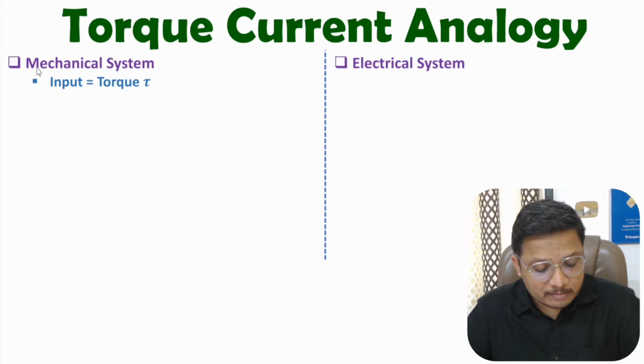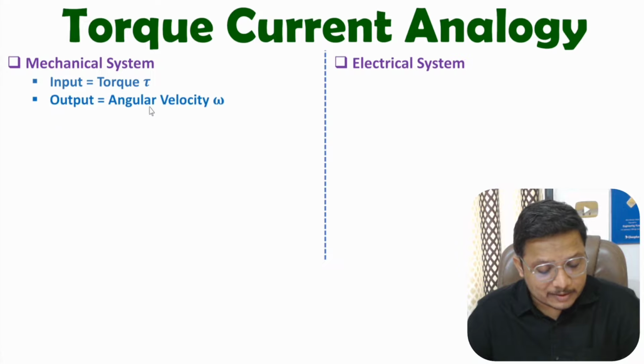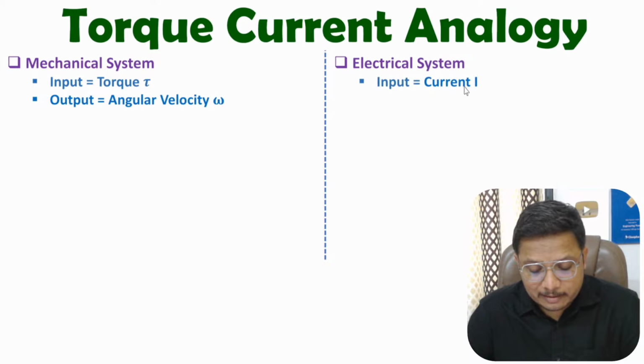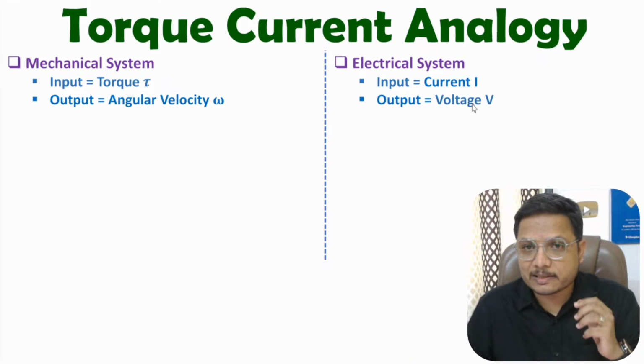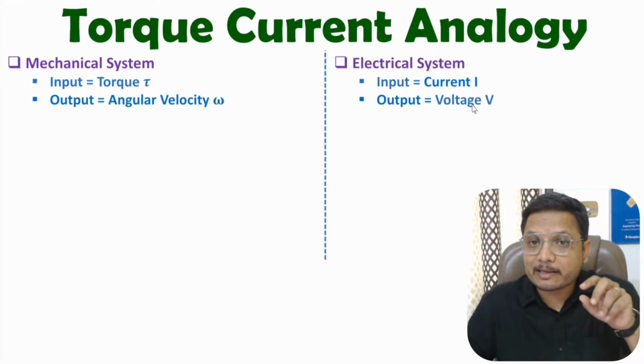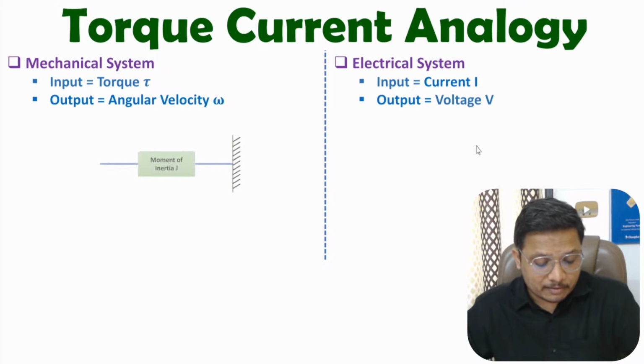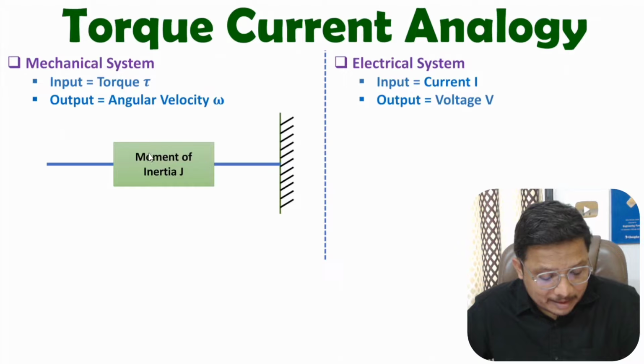With the mechanical system, we provide input, that is torque, and due to torque, the output will be angular velocity. With the electrical system, the input will be current, and due to the input current, the output will be voltage V. Now I will consider different elements of the mechanical system and compare them with electrical parameters. So let us consider we have a mechanical element, that is moment of inertia.